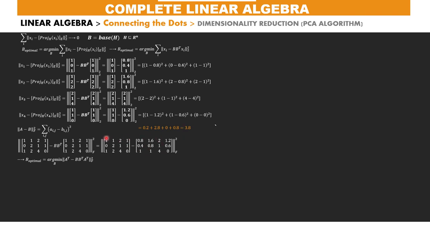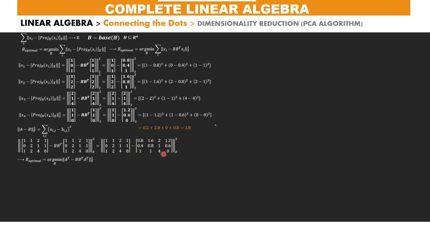And that's because here we're going to be having (1 minus 0.8) square plus (0 minus 0.4) square plus (1 minus 1) square plus (1 minus 1.6) square plus (2 minus 0.8) square plus (2 minus 1) square plus (2 minus 2) square plus (1 minus 1) square plus (4 minus 4) square plus (1 minus 1.2) square plus (1 minus 0.6) square plus (0 minus 0) square. And you should have noticed that all we've just listed now actually corresponds to these different operations which we had done before.